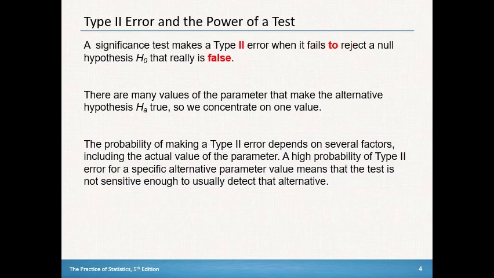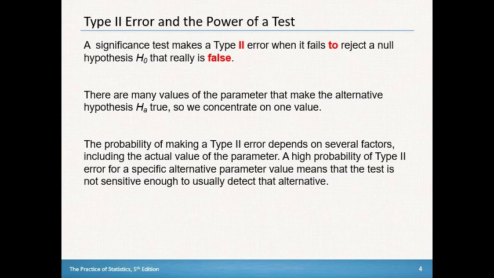All right. Type 2 error and the power of the test now. So we're getting into our discussion of power here. A significance test makes a type 2 error when it fails to reject a null hypothesis when you really should, so when the null hypothesis is false. When the null hypothesis is false, we hope that we would reject it, but a type 2 error will occur when we fail to reject it when it's actually false.